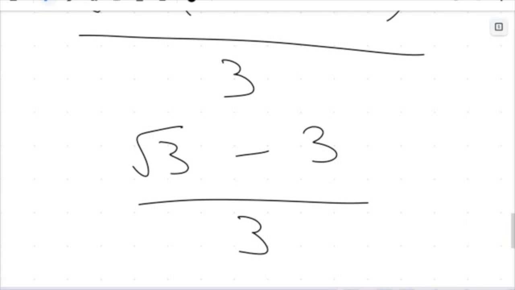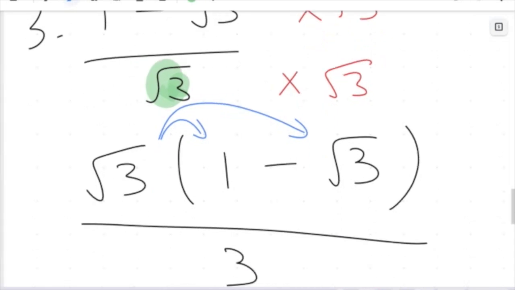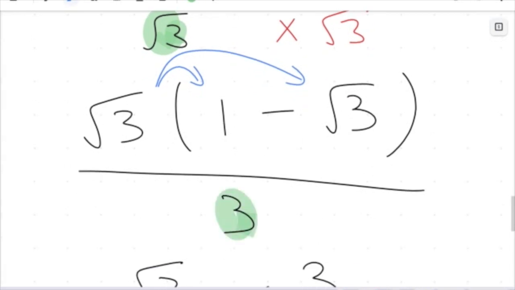So we have rationalized the denominator in all of these cases. We've gotten it from an irrational number and done some mathematical manipulation to make an equivalent fraction, so the same fraction just written in a different way using a rational number instead.